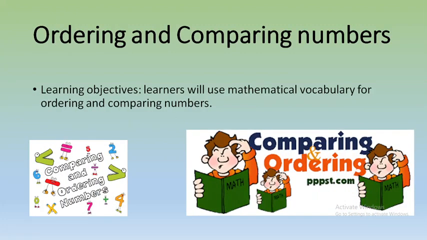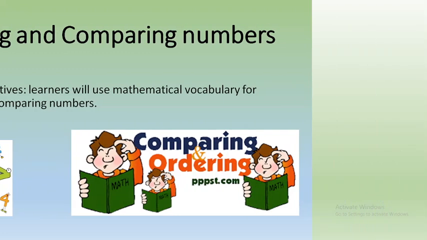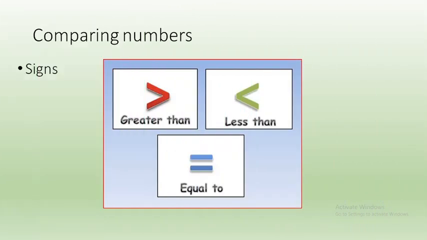Now let's come to our topic for today, ordering and comparing numbers. At the end of the lesson, learners will use mathematical vocabulary for ordering and comparing numbers. Now the first part, let's start with comparing numbers. We have three signs that we use when we are comparing numbers to find out which one is the biggest or which one is the smallest.